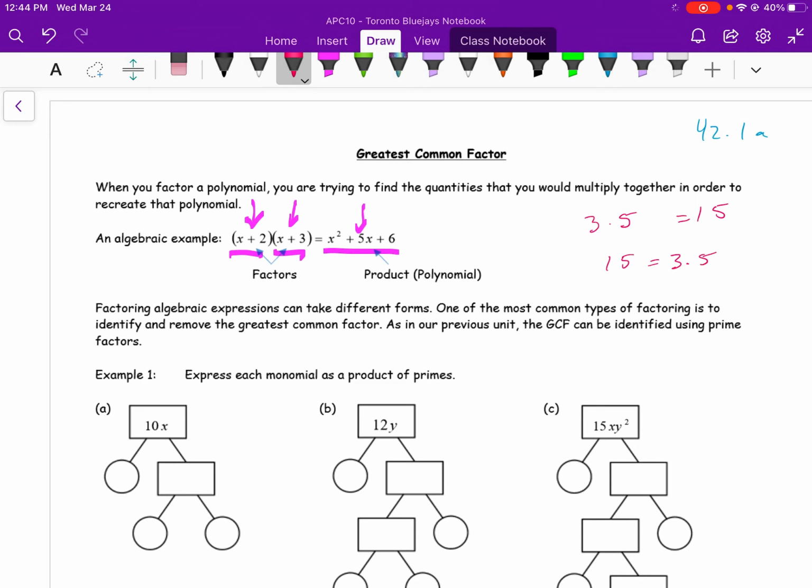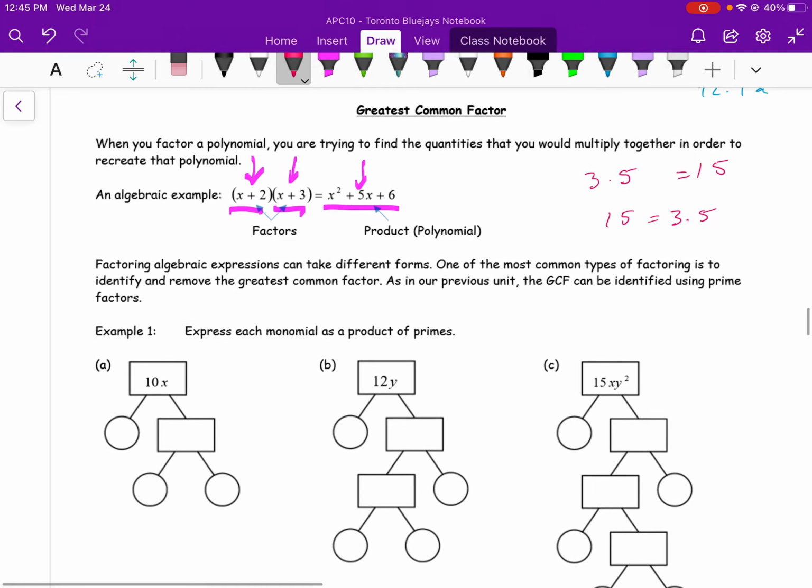Factoring algebraic expressions can take different forms. The most common types of factoring is to identify and remove the greatest common factor. As in previous units, the GCF can be identified using prime factors. So we're going to express each monomial as a product of primes.